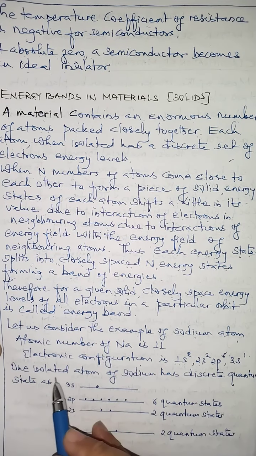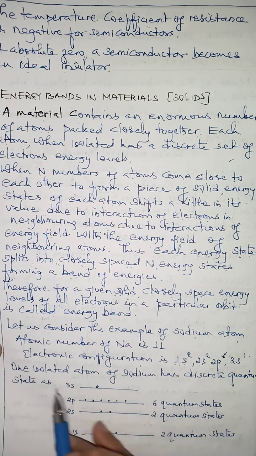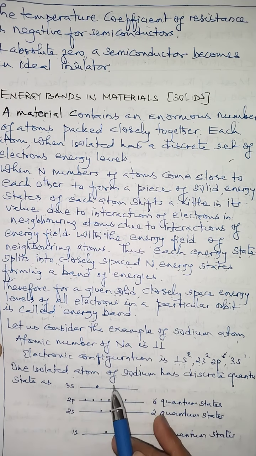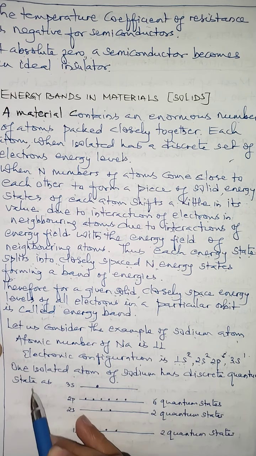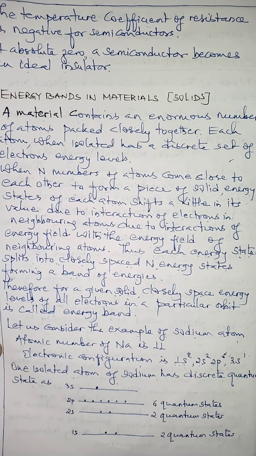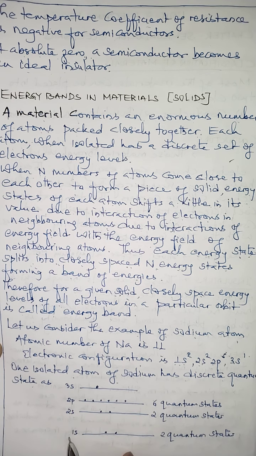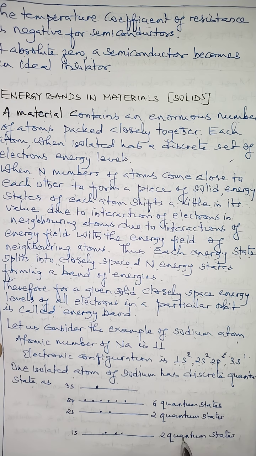So for one isolated atom, if I take only one isolated atom of sodium, then this isolated atom of sodium has a discrete quantum state. Quantum state means the energy state. Now see, the 1s orbit has 2 electrons. So the energy occupied by this 1s state is a discrete quantum state. How many electrons acquire the energy state? 2 electrons acquire this energy level.